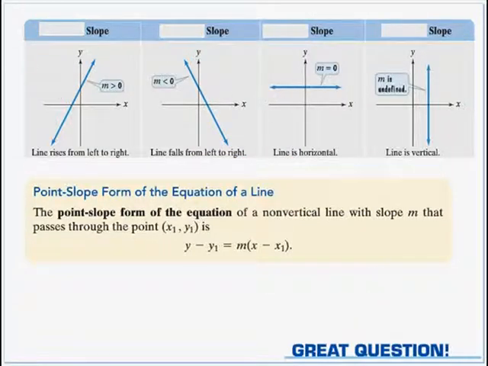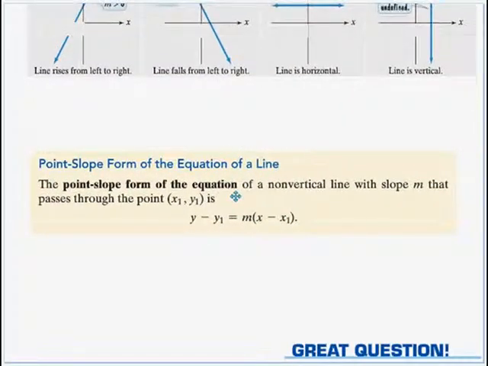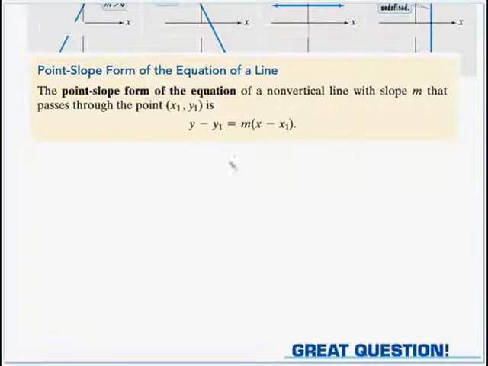All right, in the box we have the point slope form of the equation of a line. This is a pretty useful equation. They call it point slope because we do have a point, that is the x sub 1 and the y sub 1, and we do have a slope. Slope is represented by the letter m. So there's our point, and our slope is the m.